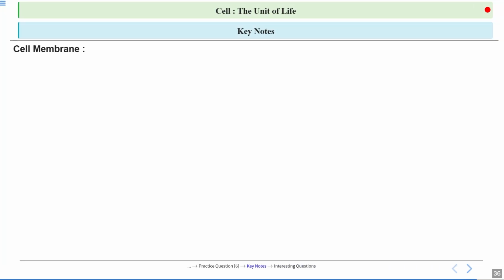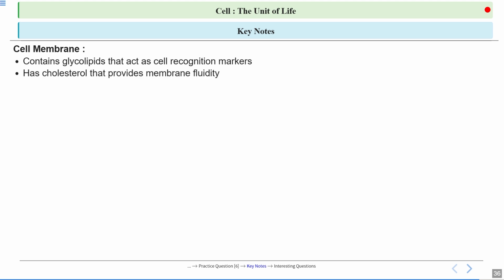Now there are some keynotes, which will be very helpful for you. And these keynotes also consist of some interesting information. See, we talked about the cell membrane. It contains glycolipids that act as cell recognition markers, and has cholesterol that provides membrane fluidity. It can self-repair minor damages and can change permeability with the temperature.